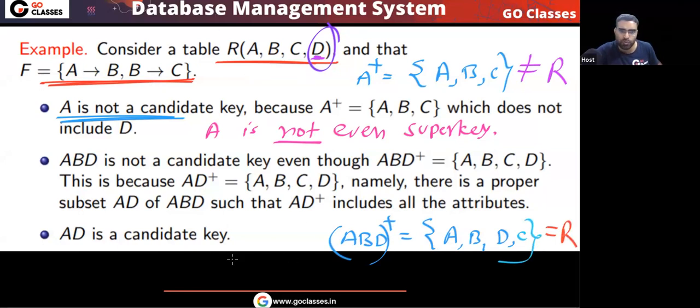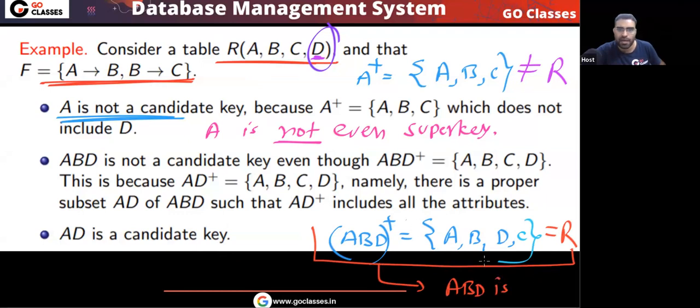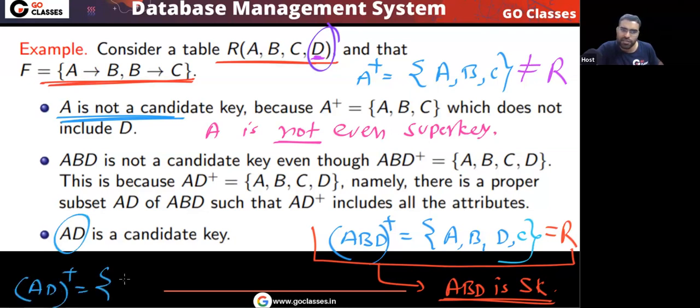This is the definition of super key. From here, what can I conclude? I can conclude that ABD is a super key. I cannot say it is a candidate key. What is the reason? Because this is not minimal. Actually, AD is the candidate key. AD can bring everything. AD can bring AD, A can bring B, B can bring C.